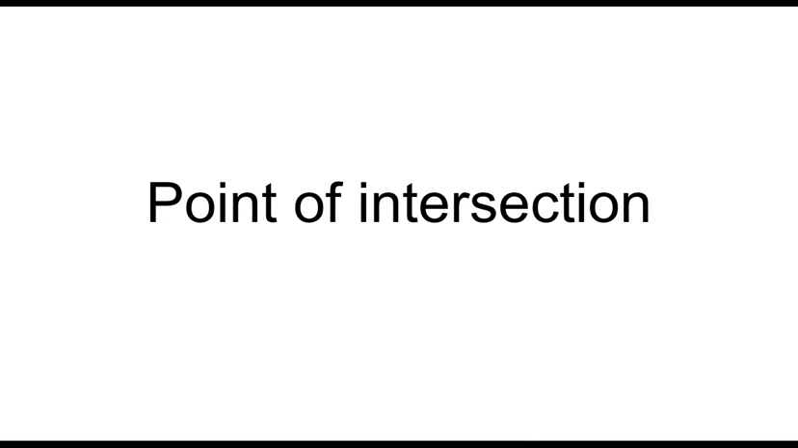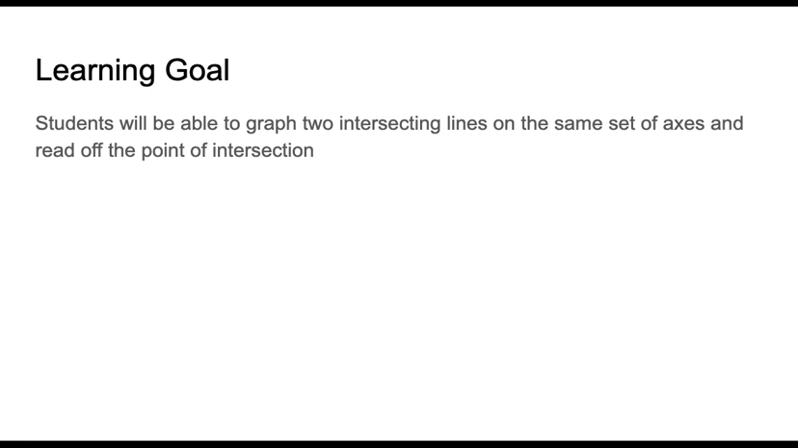Today we're going to be looking at the point of intersection for two linear graphs. The learning goal for today is that students will be able to graph two intersecting lines on the same set of axes and read off this point of intersection. So this point of intersection is where they both meet.